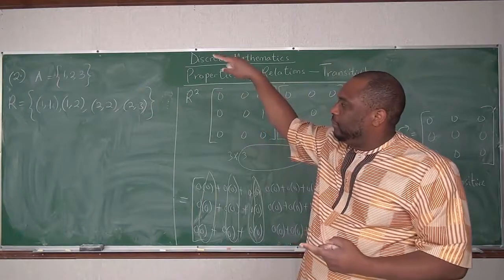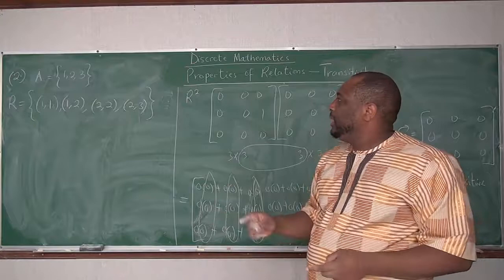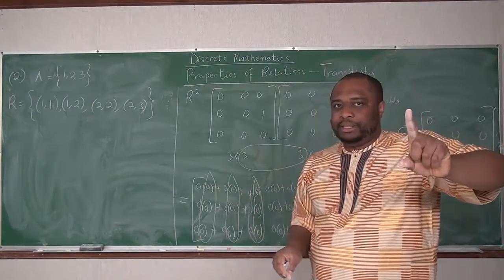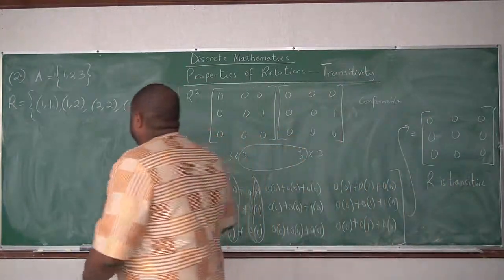So we have 1, 2. So that one will work. Then we have 1, 2. We have 2, 3. But we don't have 1, 3. So let me say this. Look at what I mean here.